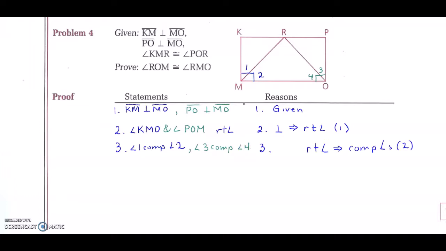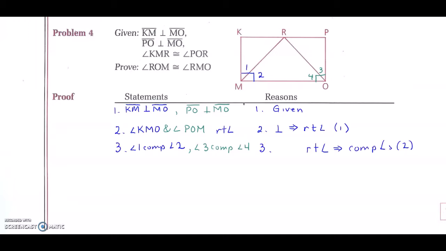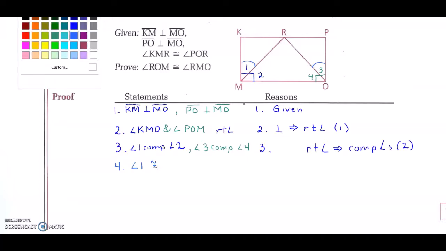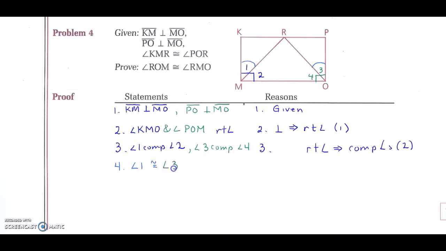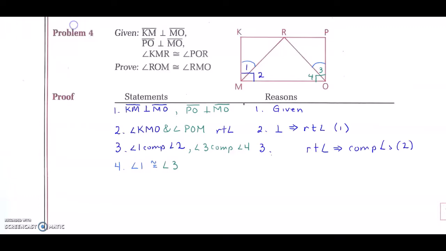So notice my parallel structure. Everything in blue comes first. Everything in green comes second. You do want to keep a well-organized proof. So now, number 4, KMR, which is angle 1, is congruent to POR, which is angle 3. So angle 1 is congruent to angle 3, and that's given.